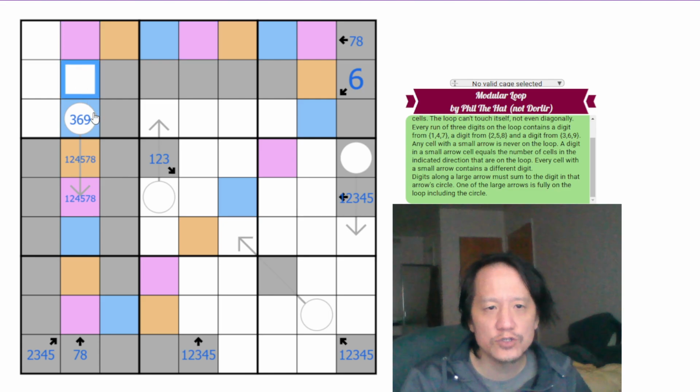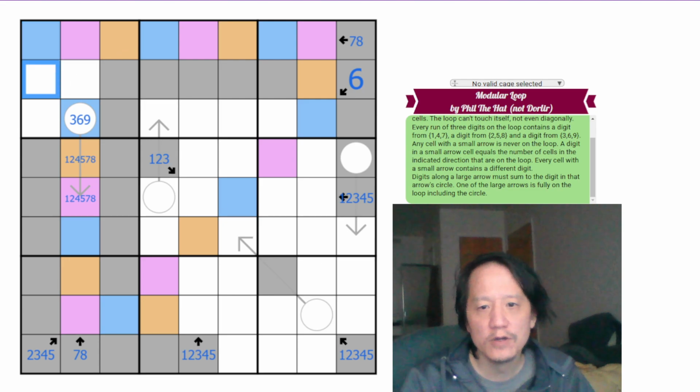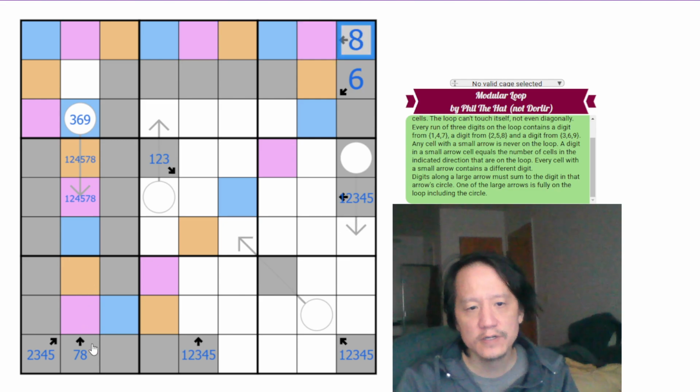So if we tried to go down, this would have to be blue. But that's not possible because then we have blue on blue in the loop. So this has to be the blue, which makes this orange, which makes this pink. So we have the loop. So now we know this is 8 and this is 7. So this is not part of the loop.